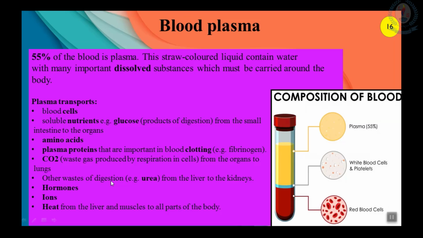Blood plasma. This is a sticky fluid, and 55% of the blood is blood plasma. The straw-colored liquid contains water with many important dissolved substances which must be carried around the body. Blood plasma contains cells, soluble nutrients such as glucose, amino acids, plasma proteins, carbon dioxide, other waste digested by the organs, hormones, ions.